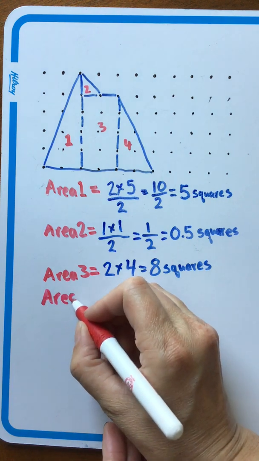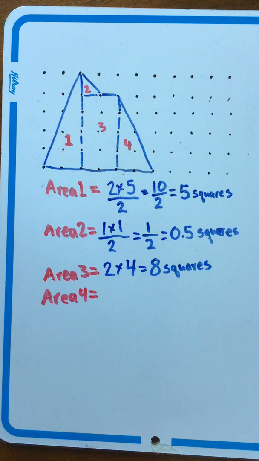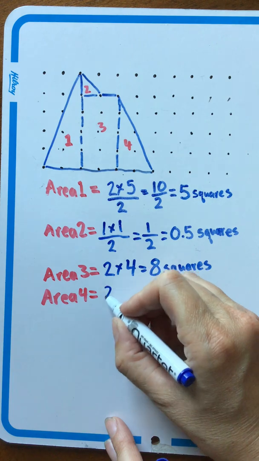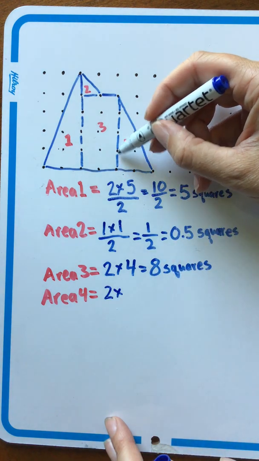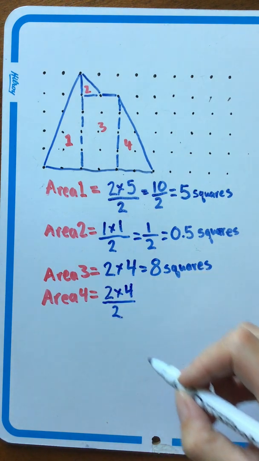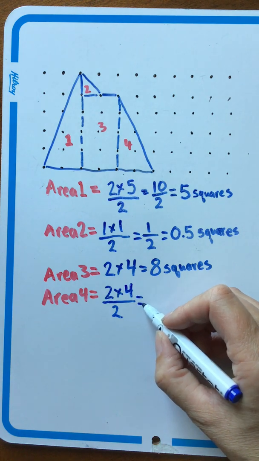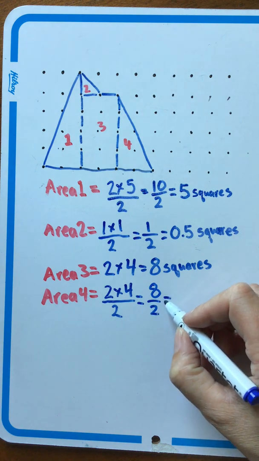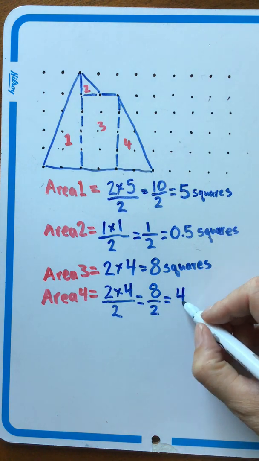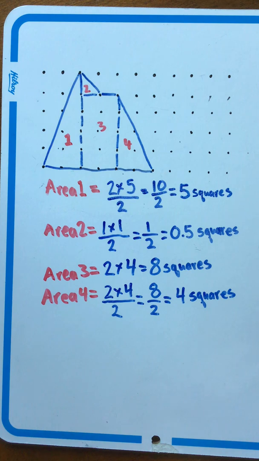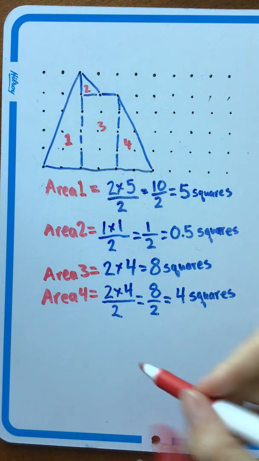And the last part that we chopped it up into, area 4, we've got 2 this direction. And then we've got 1, 2, 3, 4 that direction. But we're going to divide it all by 2 because we only have half of it. Okay, so what we really have is 8 divided by 2. And 8 divided by 2 is 4 squares.